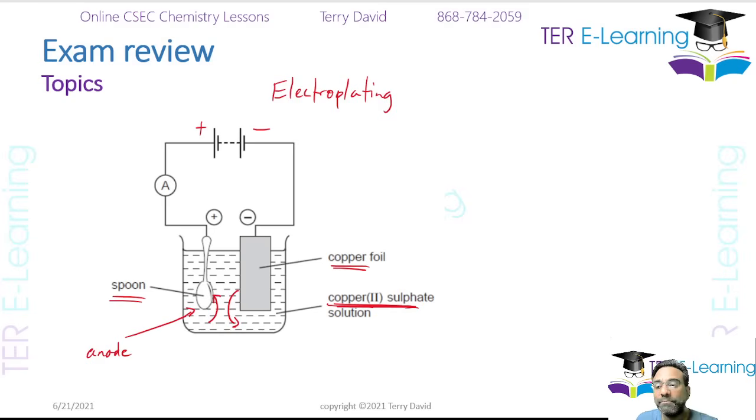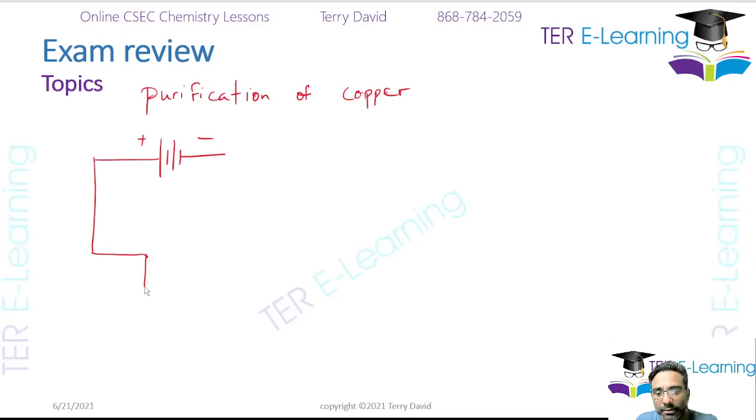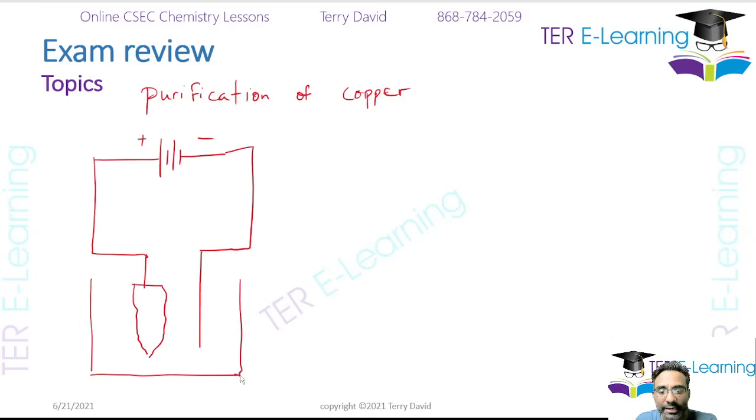Now, there are two other applications that you need to know, and that is the purification of copper, right? So we use electrolysis in order to purify copper, and this is what the circuit looks like. You'll need to be able to sketch this, by the way. So this is my positive terminal, negative terminal. What we're trying to do is get very pure copper. In order to do that, this is what happens.